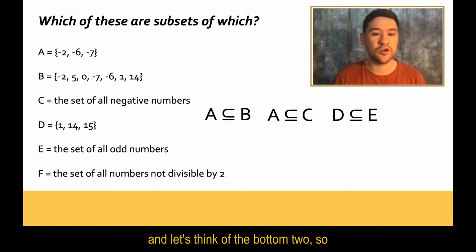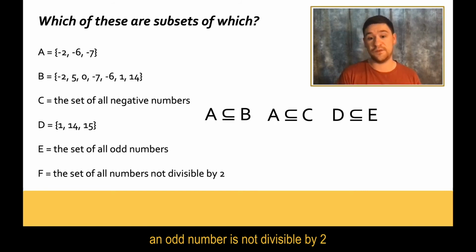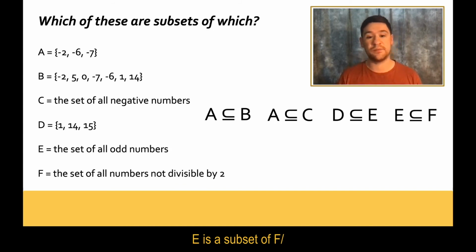And let's think of the bottom two. So E is a set of all the odd numbers. An odd number is not divisible by 2. So all the elements of E are also in F. E is a subset of F.